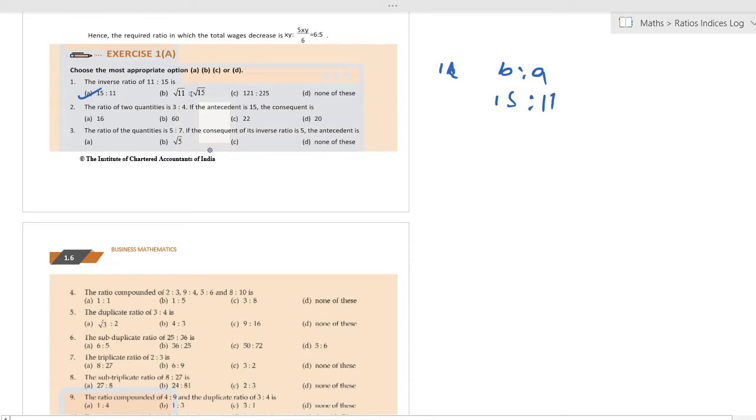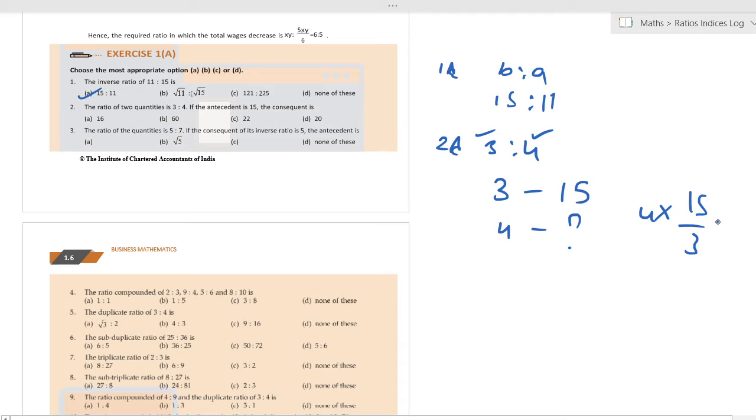And the ratio of two quantities is 3 is to 4. If the antecedent is 15, what is the consequent? We know that it is antecedent, it is consequent. So if antecedent equals 15, then what is the consequent? It is nothing but 4 into 15 by 3, that is nothing but 20. Answer will be 20.